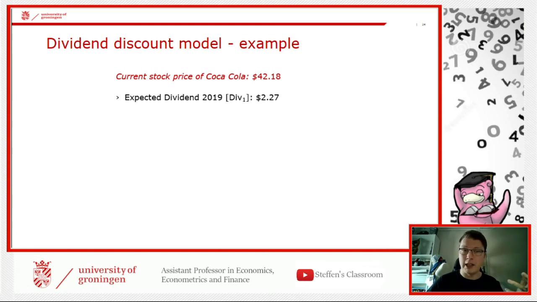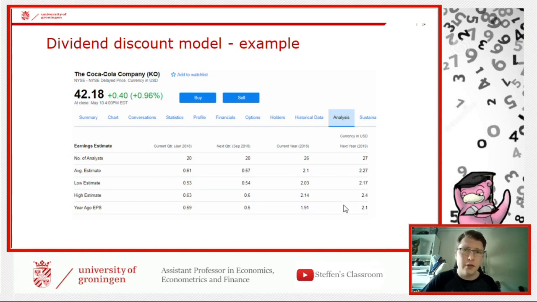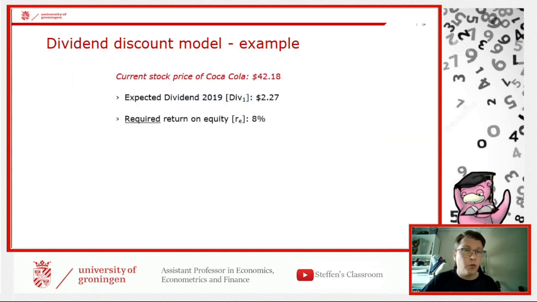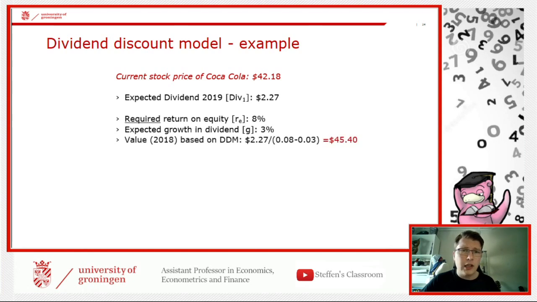You have a current price of Coca-Cola. You have expected dividend. How do I know the expected dividend? Well, it's given here on Yahoo Finance, for instance. You can see here, what's the average estimate? 2.27. So that will be the expected dividend we can use as input in our model. Not bad, not bad. What can we do? We have a required return on equity that is company set, right? So we want to have at least a return of 8%. Okay, so now we have all the components that we need in order to calculate this. So let's try it out. We have the expected growth in dividends to be 3%. Then we can also do the growing part. Where does G come from? Just wait a moment, then you will see. But let's use the dividend discount model and you get a stock price of 45.40.